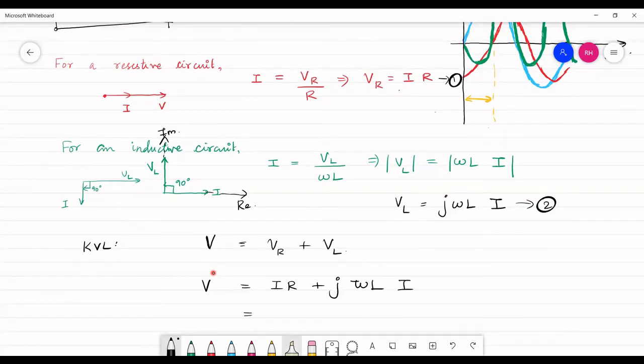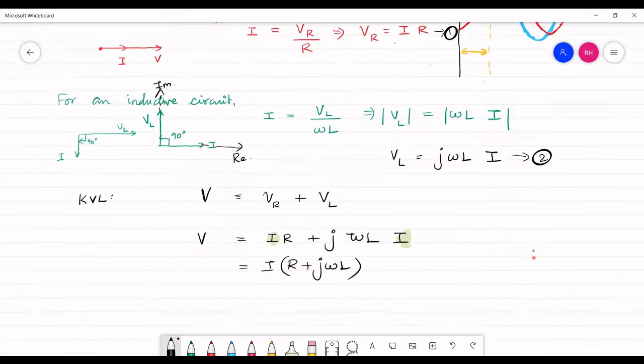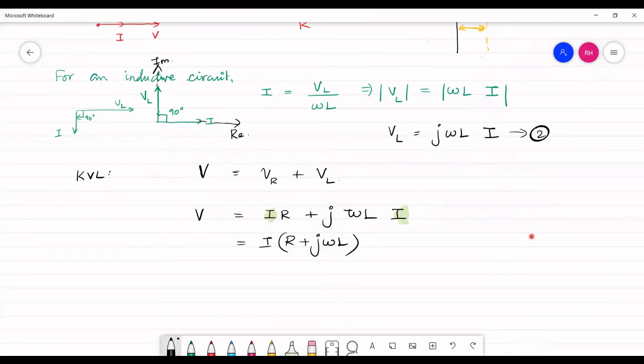And we have I in common for both the terms. So let me take that in common. And we know what omega L is. It is already familiar to us. Omega into L is inductive reactance, whose unit is again ohms. And now I write R plus J XL, where XL represents the inductive reactance.